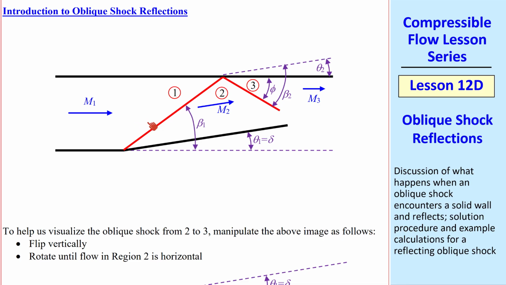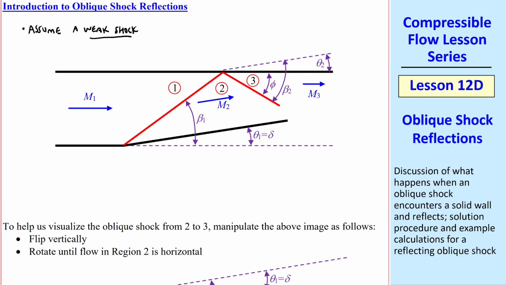Supersonic Mach number M1 encounters a ramp or sudden change in angle of the duct, producing an oblique shock, which hits the other side of the duct here and reflects. In order for this to work, we have to assume a weak shock and a supersonic M2. Otherwise, if this flow is subsonic, you wouldn't have a reflection. You'd just have subsonic flow from here on.